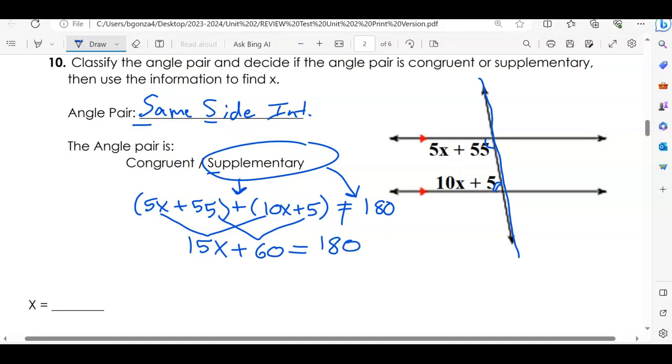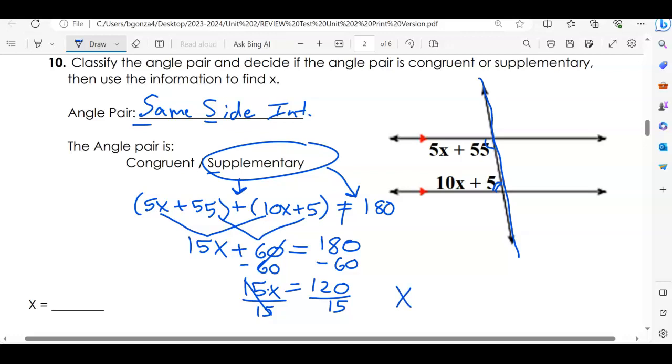I need to get rid of this loner first. The opposite of plus 60 is minus 60. Cancel out. Bring down 15x equals 180 minus 60 is 120. Last step, to get rid of the 15 coefficient in front that's being multiplied, the opposite is to divide by 15.